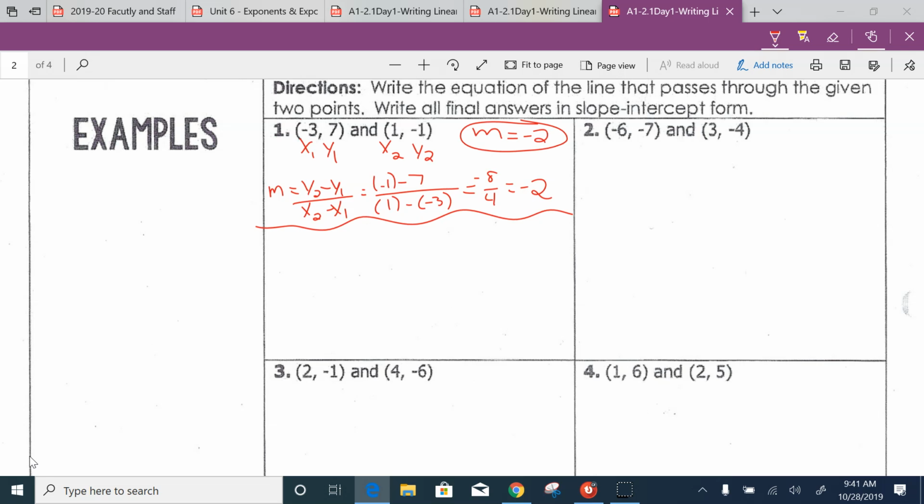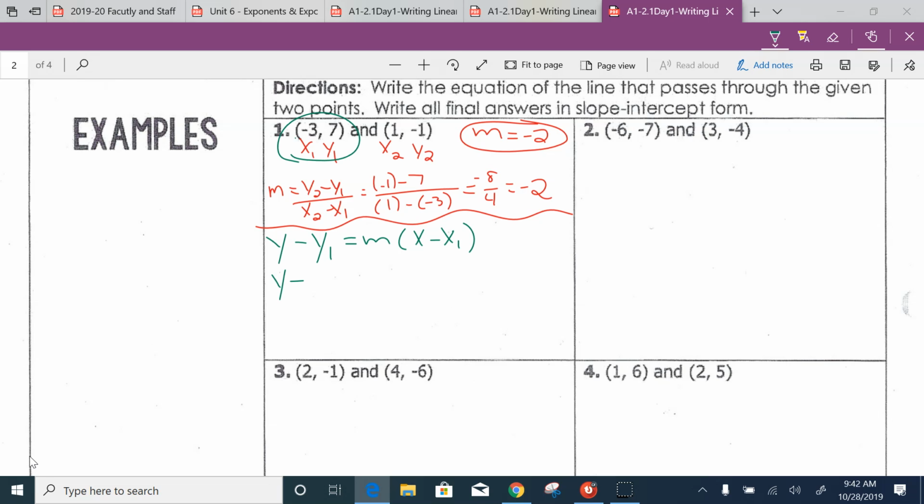Once I have that, I can go back to what I did on the previous side and write my equation in point slope form. My formula for point slope is y minus y1 equals slope times x minus x1. Now I have 2 sets of points. I can either use the first set or second set. I will go ahead and just use the x1 and y1 because that's the same notation I have down here.